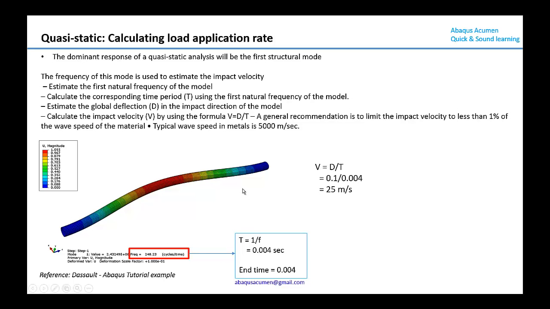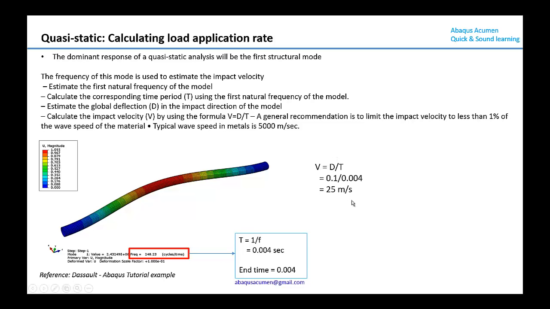The first mode is the most dominant mode, which is a bending mode, and the frequency is around 248 hertz. Based on this frequency, I have calculated the time, which is simply the reciprocal of frequency, that is 0.004 seconds. So the end time we know now is 0.004 seconds. Based on this end time, we can calculate the speed of load application. We are going to push the rigid cylinder by 100 millimeter, that is 0.1 meter, divided by this end time. The velocity we will be using is around 25 meter per second.